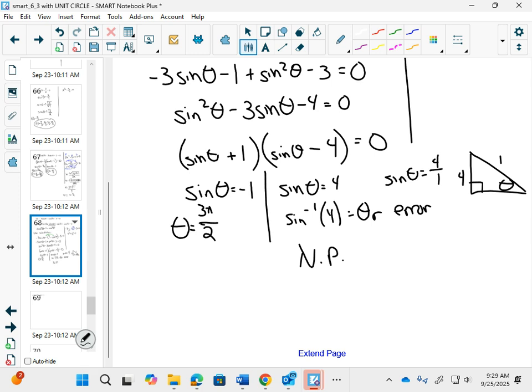So anytime you get an impossible value, something bigger than 1, or a negative answer, technically less than -1, you can always write not possible without your calculator because it is impossible to draw that triangle. So this question would appear on a non-calculator part.